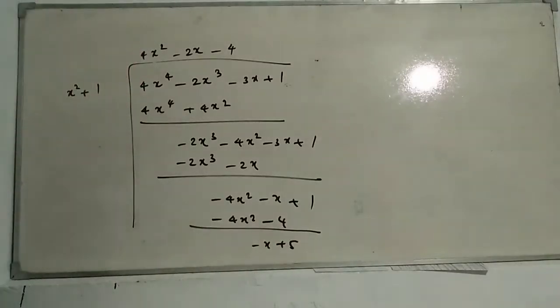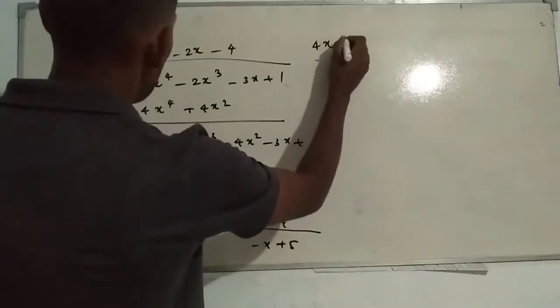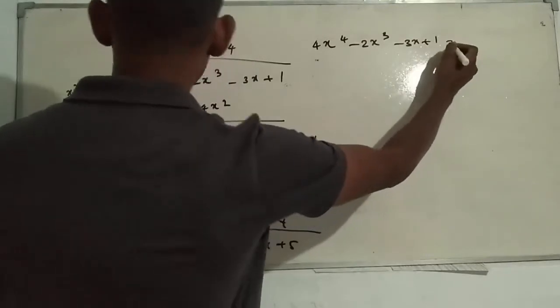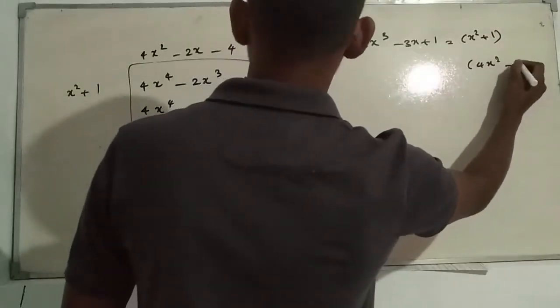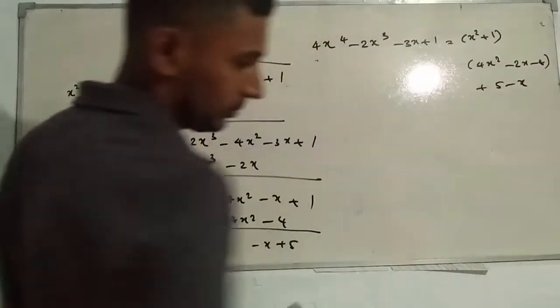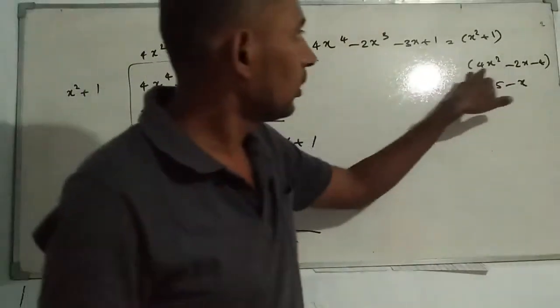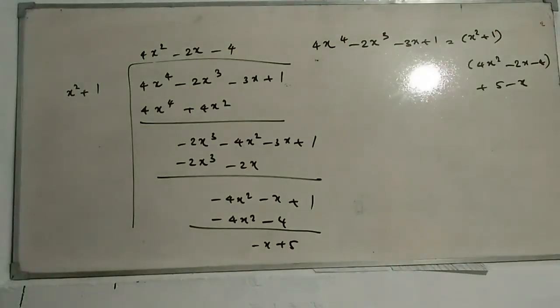This is your remainder. So I can finally write 4x to the power 4 minus 2 times x to the power 3 minus 3x plus 1 is equal to x squared plus 1 times 4x squared minus 2x minus 4, plus 5 minus 1. So this is our quotient and this is our remainder. Like that we can find the quotient and remainder using the long division method.